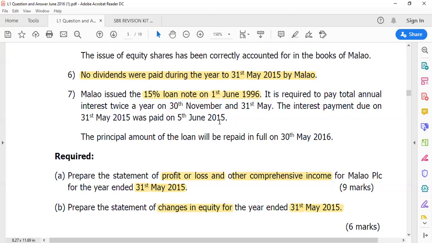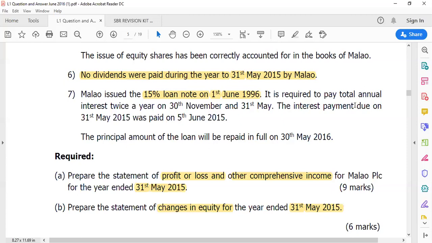The accruals concept says that we recognize revenues and expenses in the period when they are incurred or when they occur. So this amount of interest is being incurred in the current year. So whether they pay it next year or the following year, we are going to recognize the expense in the year when it has been accrued.